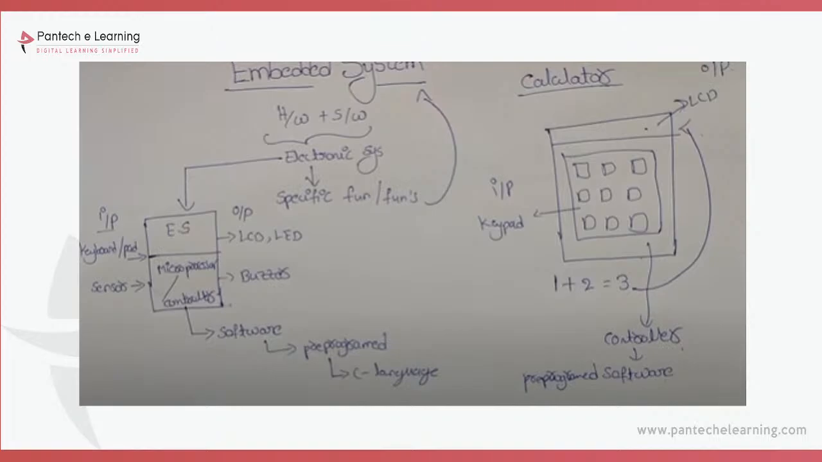What will the electronic system do? It does only specific functions. Specific functions means one device does only one thing. For example, a scientific calculator: you can see the calculator on the right side of the desktop. What can we do in a calculator? Only calculation, plus or minus.